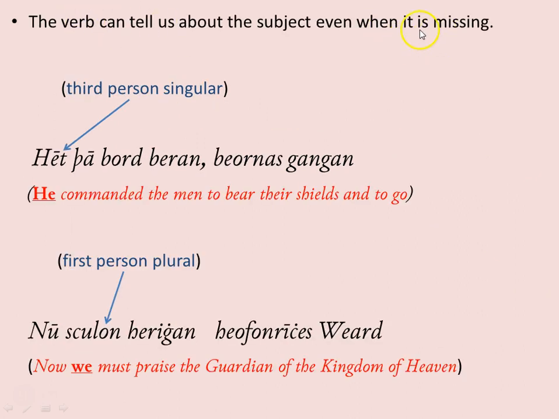The verb can tell us about the subject, even when it's missing. So if we have a look at this part of a line from the Battle of Maldon poem, we have het ða beran beornas gangan. So commanded, then shields to bear, warriors to go. Literal translation. But het is in the third person singular. This is dealing with warriors, so het would be a he commanding the warriors. So we have he commanded the men to bear their shields and to go.